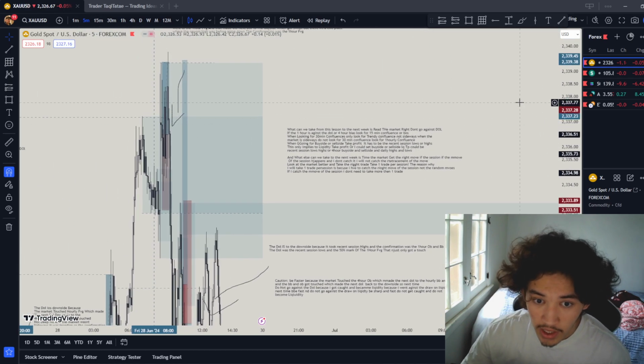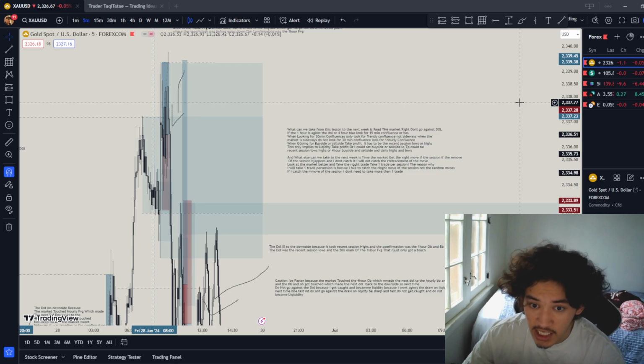So what can we take from these lessons to the next week is to read the market right. Don't go against the drawn liquidity. If the hourly time frame is against the drawn liquidity or a 4-hour bias, look for 15-minute structure or 15-minute confluence. When looking for 30-minute confluence, only look for a trendy confluence, not sideways. When the market is going sideways, do not look for 30-minute confluence. Look for hourly or above, right?